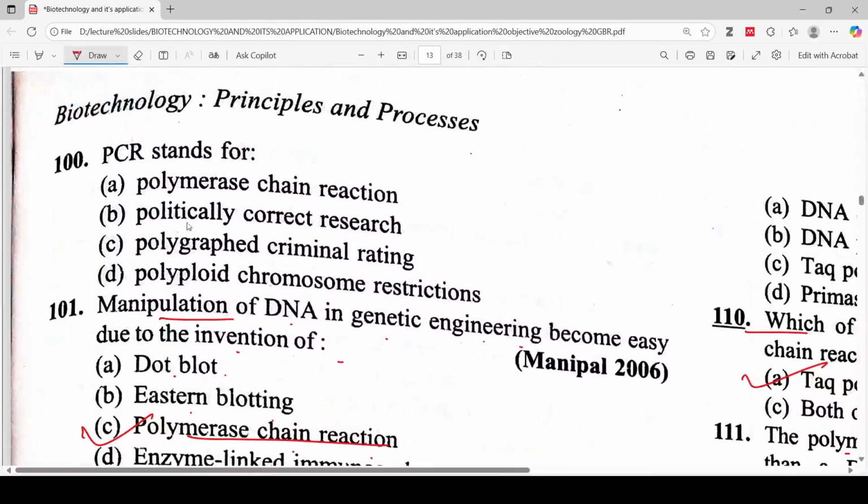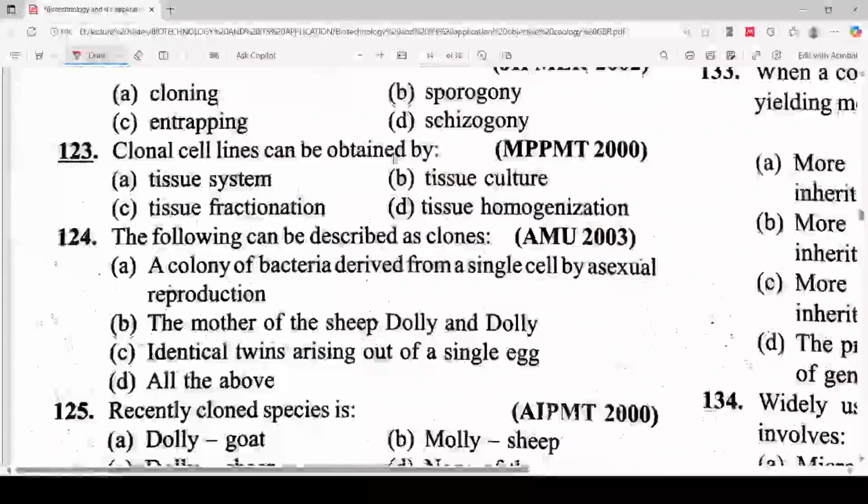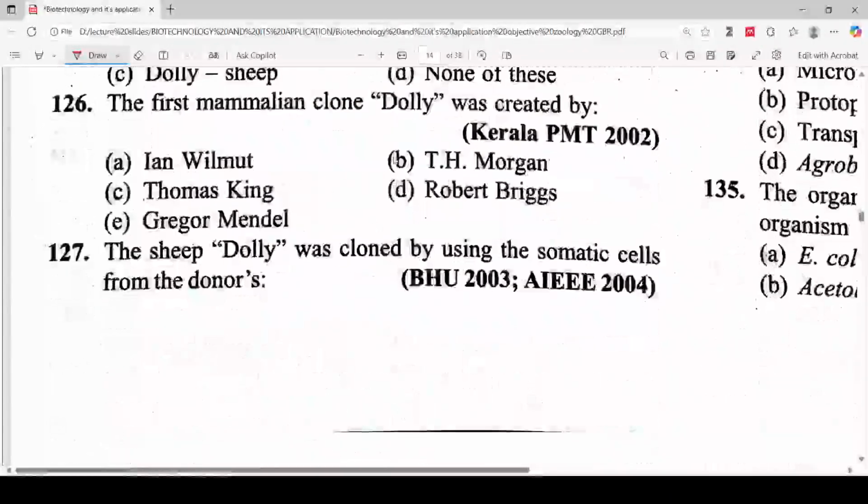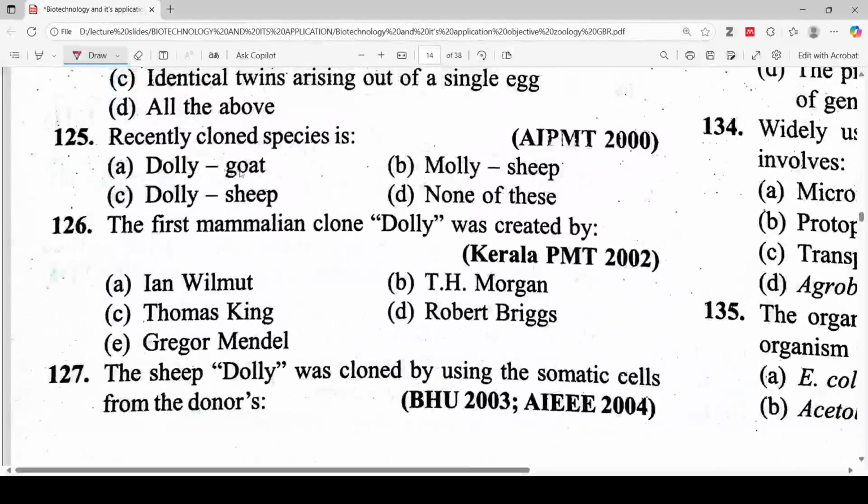Next question, PCR stands for polymerase chain reaction will be the correct answer. Okay, let's move to the next question. Okay, so the first mammalian clone Dolly was created by Ian Wilmot, T.H. Morgan, Robert Briggs and Thomas King, and Gregor Mendel. So for this question, the correct answer will be option A, Ian Wilmot.